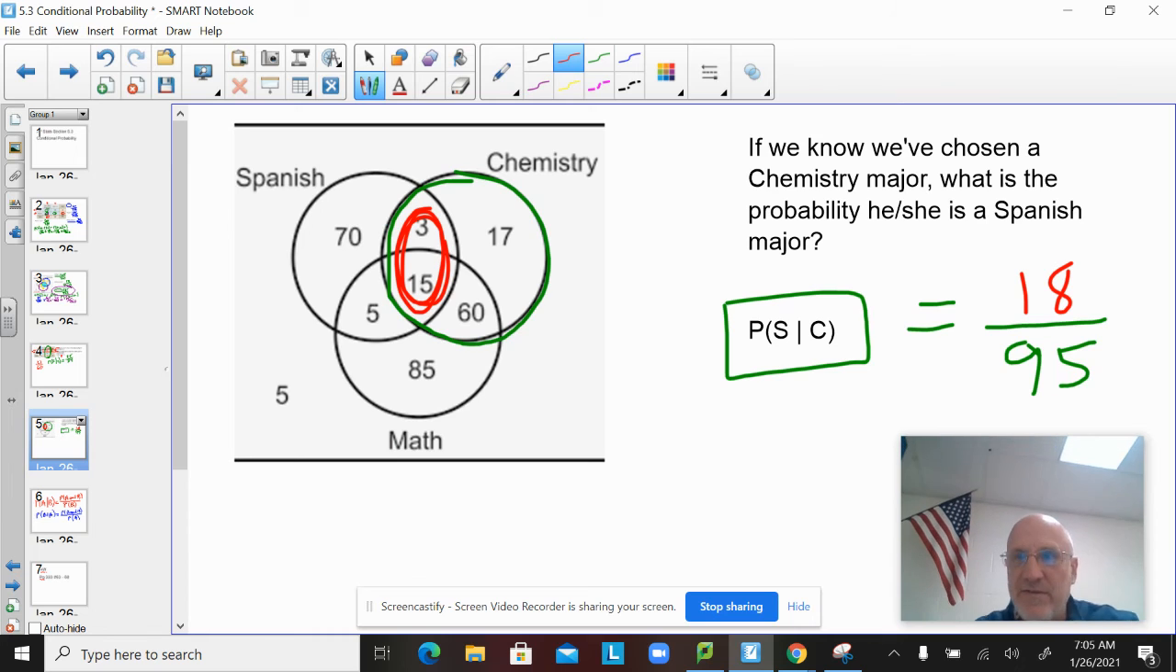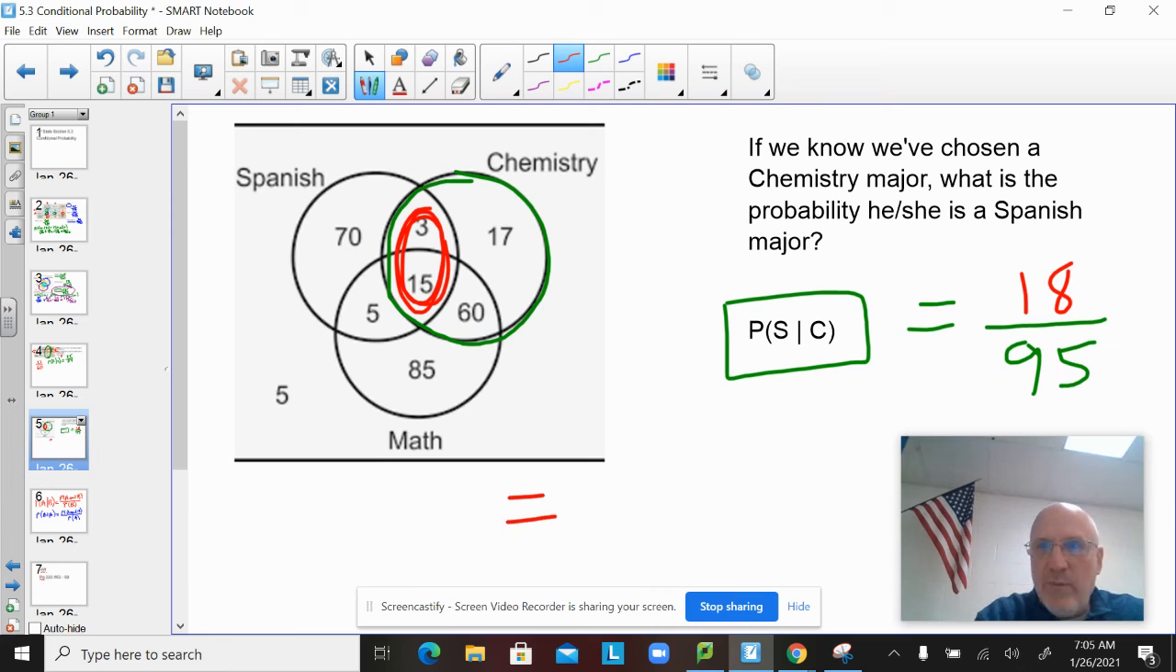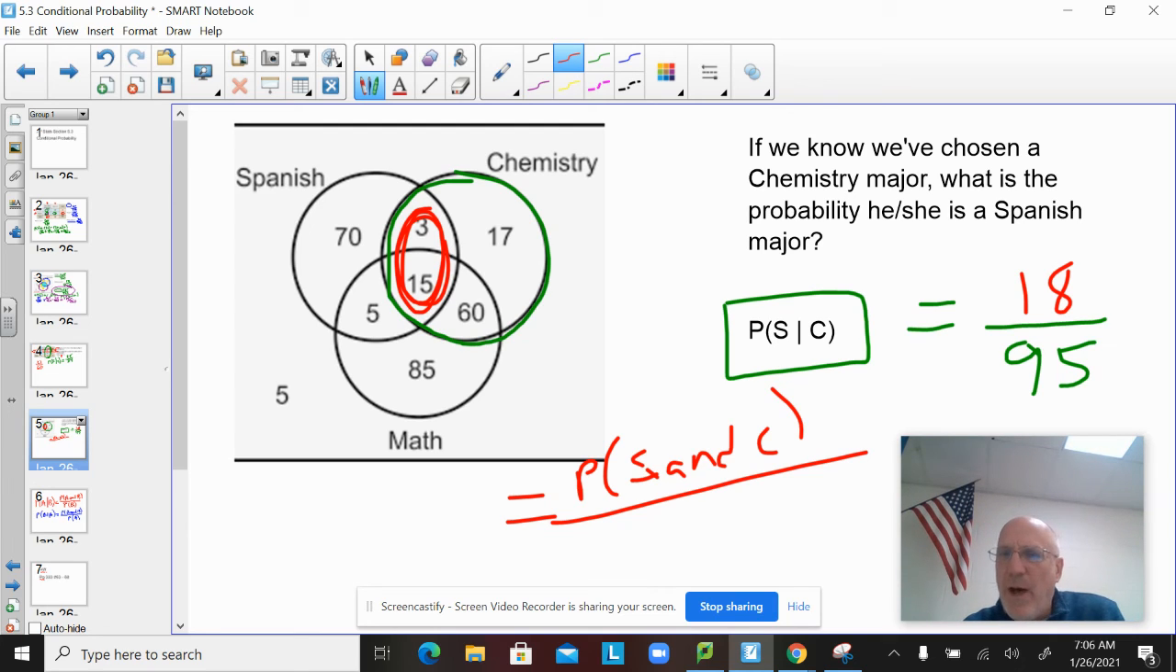And then let's think about this. Let's turn this into a formula. So what do we do here? It was 18 over 95. I would argue 18 is the overlap between Spanish and chemistry. That is the probability of Spanish and chemistry. That's the overlap. And what's on the bottom? Just the chemistry, the probability of chemistry. So the terminology that I use: the probability of something given something else is the overlap on top over the probability of the second one. In this case, it was chemistry.